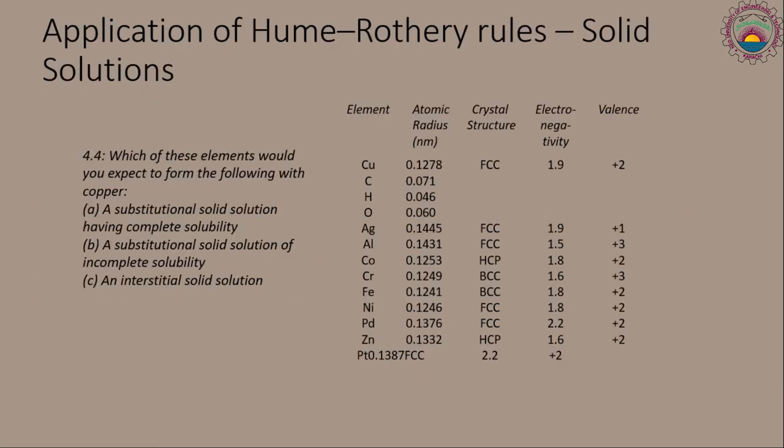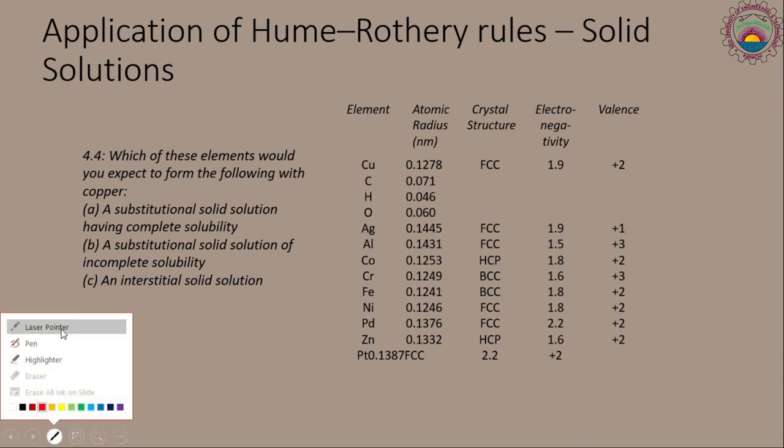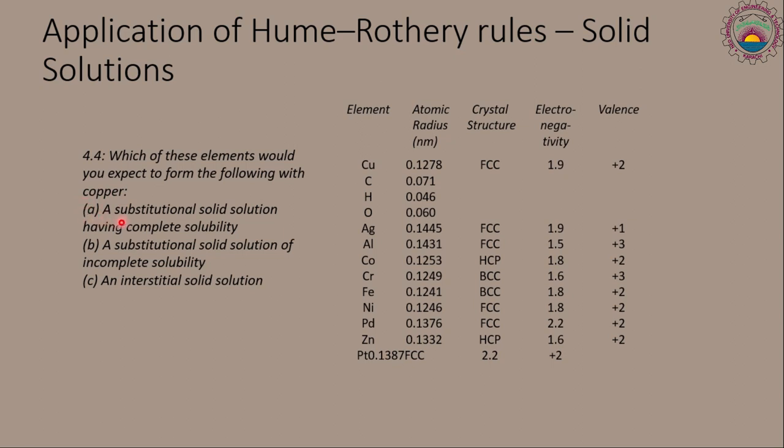So the factors we have studied before, which are used to find out the degree to which an appreciable quantity of solid solution will form, are commonly known as the Hume-Rothery rules. Based on the Hume-Rothery rules, we will try to sort out this chart. It asks, which of these elements would you expect to form the following with copper? Part A, a substitutional solid solution having complete solubility. Part B, a substitutional solid solution of incomplete solubility. And C, an interstitial solid solution.